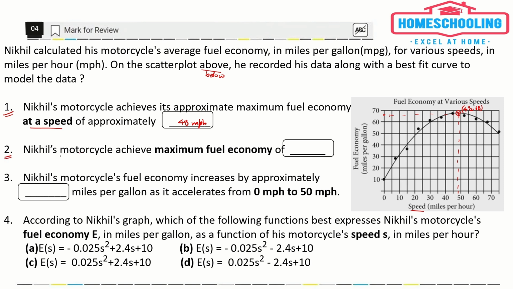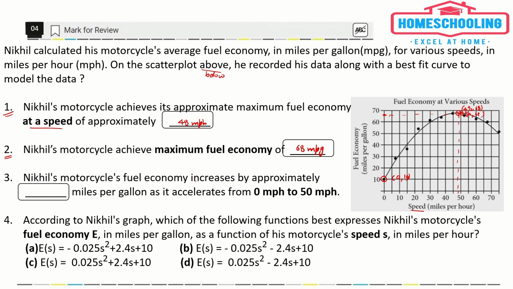In part 2 of this question, the maximum fuel economy that is achieved is 68 miles per gallon. Now, Nikhil's motorcycle fuel economy increases by approximately dash miles per gallon as it accelerates from 0 to 50 miles per hour. So it has started from here at 0. When speed was 0, fuel economy was 10 miles per gallon. And when it achieved 50 miles per hour, it would be here, so that would be 50, and fuel economy is 68.